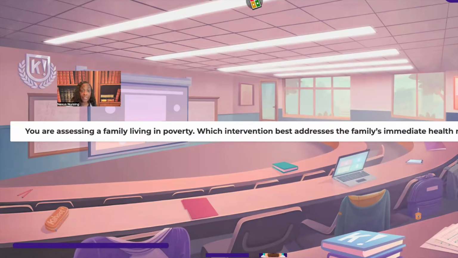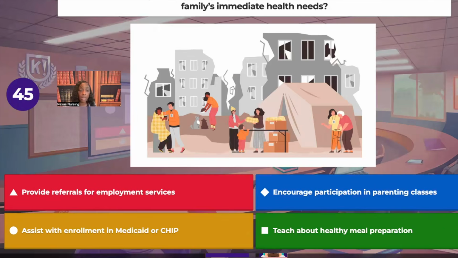Okay, you're assessing a family living in poverty. Which intervention best addresses the family's immediate needs? Would it be provide referrals for employment services, encourage participation in parenting classes, assist with enrollment in Medicaid or CHIP, or teach about healthy meal preparation? Again, you're assessing a family that is living in poverty. They're living below the poverty line, okay? What is the most important thing to address?